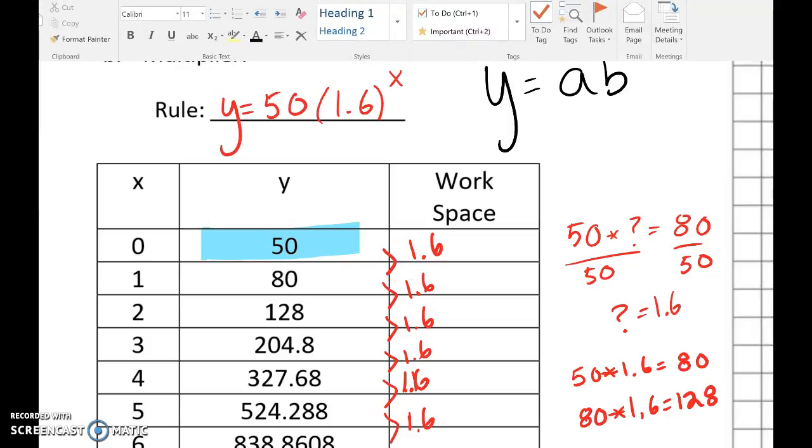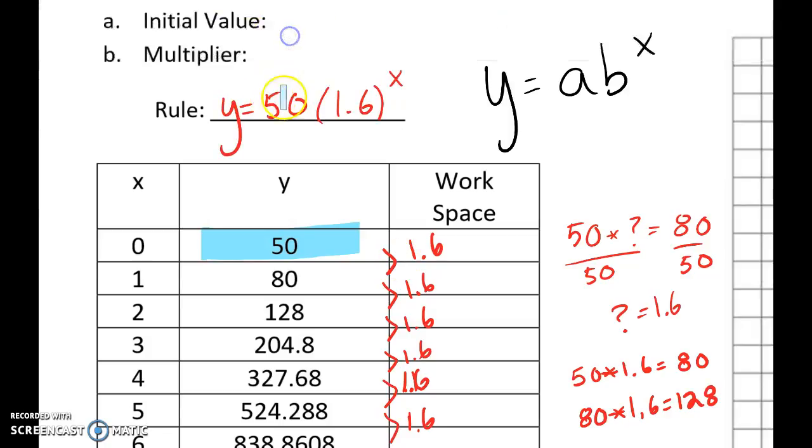All right, so we get 50, again, that's the starting value, times 1.6, that's the multiplier, so we're multiplying by each time, to the x, where x is the number of years. Start with the starting value, multiplier, x is in the exponent.